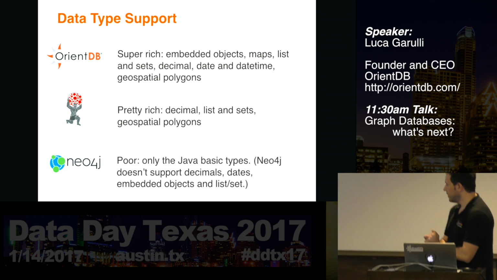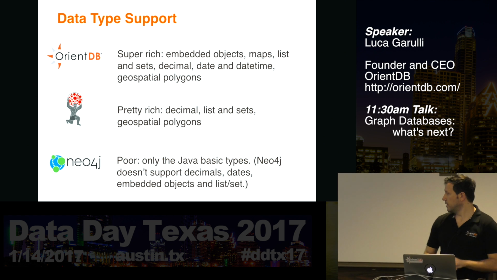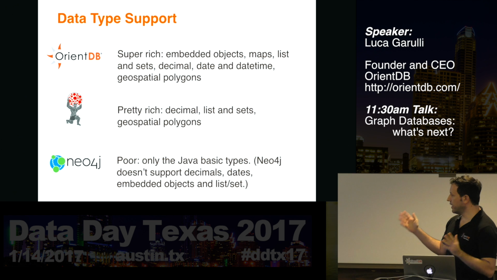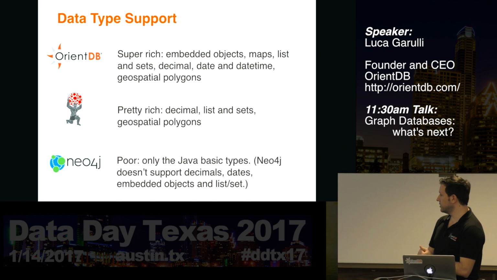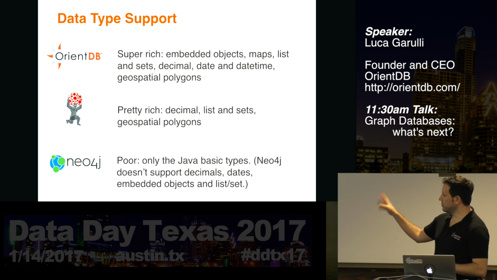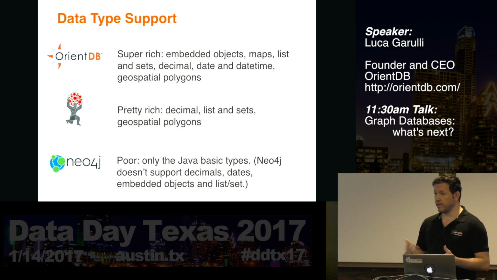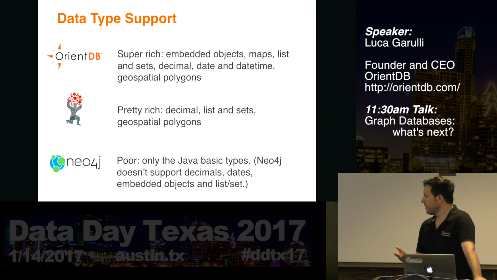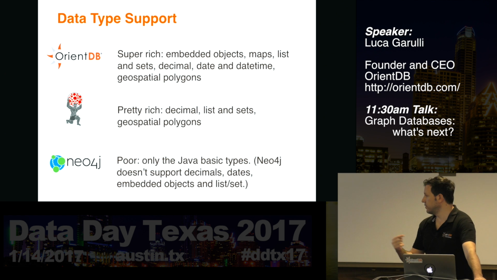Data type. What can you store inside vertex properties, edge properties? With OrientDB, it's super rich. You can even have embedded objects, like MongoDB, inside vertices and edges. We have set, map, all kinds of things. Geospatial, polygons, datetime, decimal, because maybe you want to store your salary and you don't want to use a float, right? With Titan, it's still pretty rich. You can have a decimal, list, set, where a list is an ordered collection and a set can have just one entry at a time.